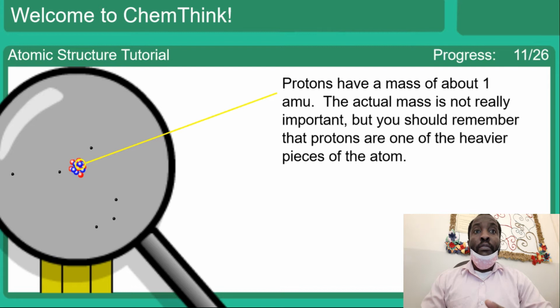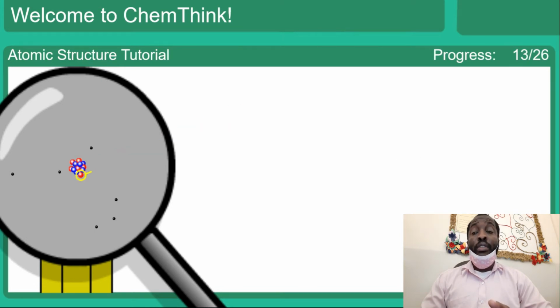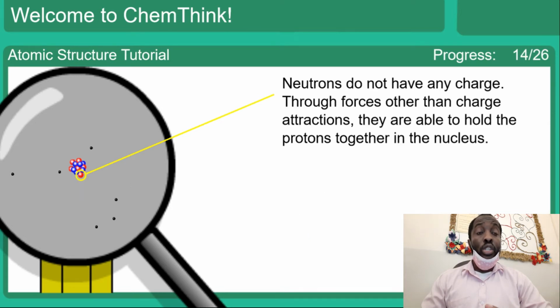And these protons have a mass of 1 atomic mass unit. So we saw that in the table of the subatomic particles. Now, the protons have a charge of +1. And we move to the next subatomic particle, the neutron, also found in the nucleus. They have no charge. They're chargeless, we told you.